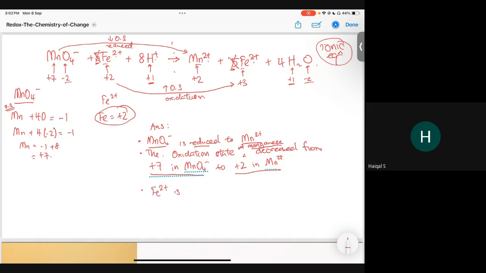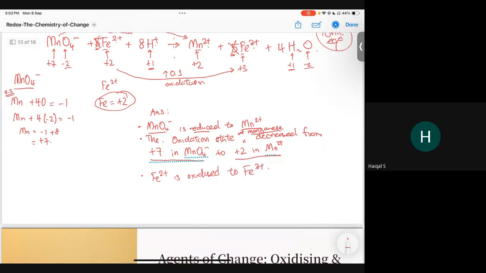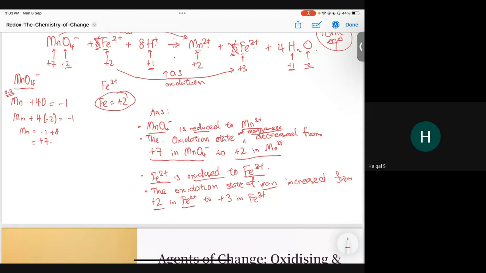Fe2+ is oxidized to Fe3+. Okay, so I've already written down. So the next sentence will be the oxidation state of iron increased. So the element is iron, right? Increased from +2 in Fe2+ to +3 in Fe3+. So underline all the words that I have adjusted from the template.